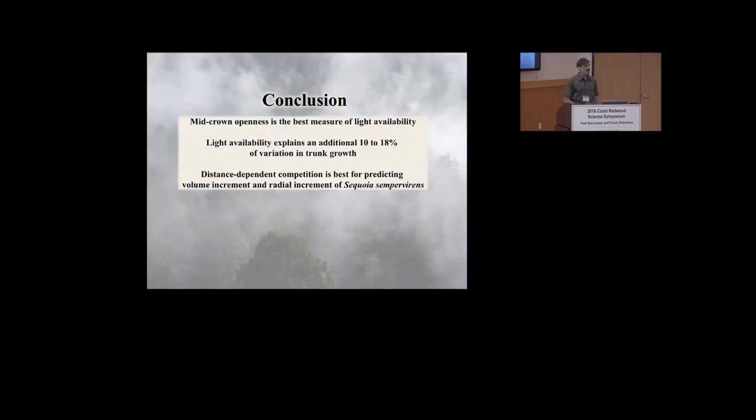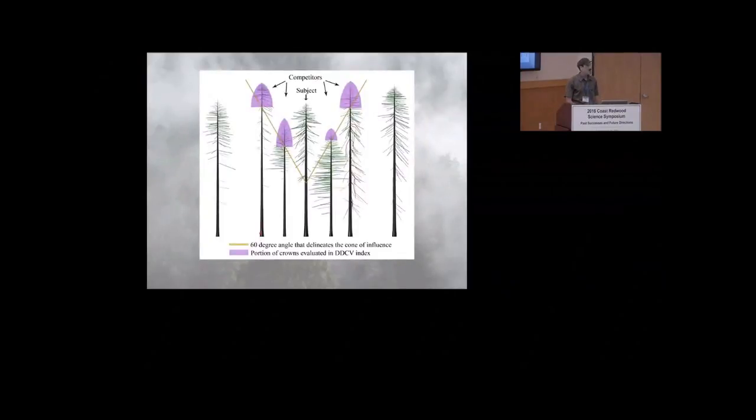And on Tuesday, Phil Van Mantgem asked, do we need spatially explicit models? And I would argue yes. But this study is good evidence using a cone of influence to assess competition works in uneven age management scenarios.